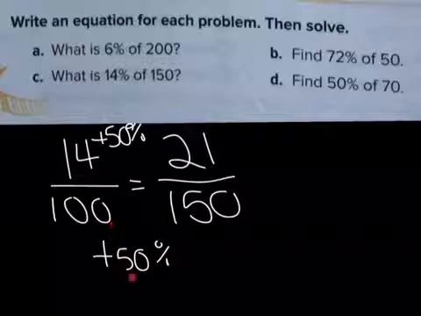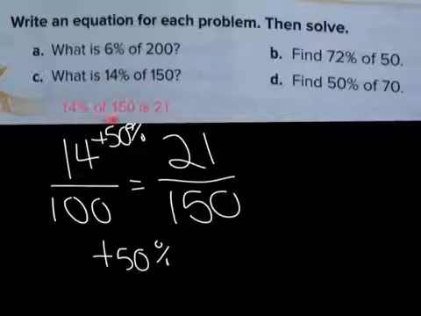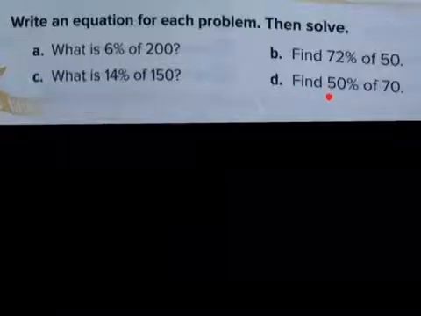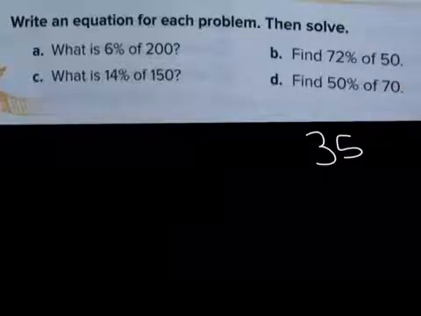I added 50% of this number. So I should add 50% of this number. And there you have it. 14% of 150 is 21. Question D. 50% of 70. Now, boys and girls, you don't have to do a lot of equation for this, but 50% of a number means half of the number. So what's half of 70? Many of you know that when you cut 70 in half, you get 35.